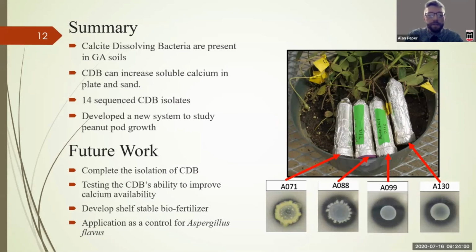Another aim that we're looking at is the application of this bacteria, indirectly or directly, in control of aspergillus. It is a big problem in the peanut industry, and there have been links showing that calcium can have an effect on the severity of aspergillus infection. With the system, we're able to test multiple bacteria all on the same plant, and this allows for a very clean background and enables us to be very efficient with our experimentation.